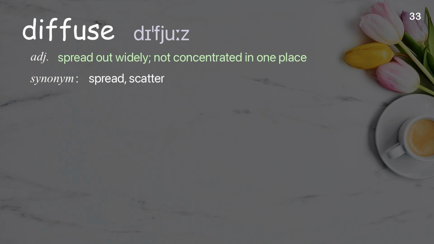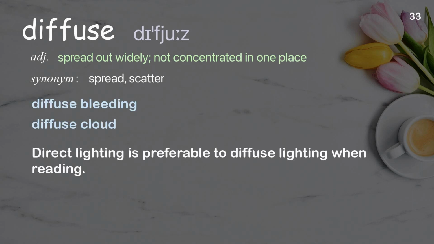Diffuse. Spread out widely, not concentrated in one place. Examples: Diffuse bleeding. Diffuse cloud. Direct lighting is preferable to diffuse lighting when reading.